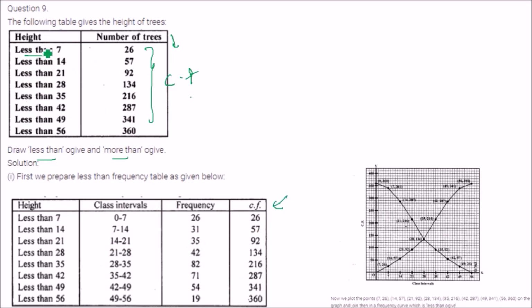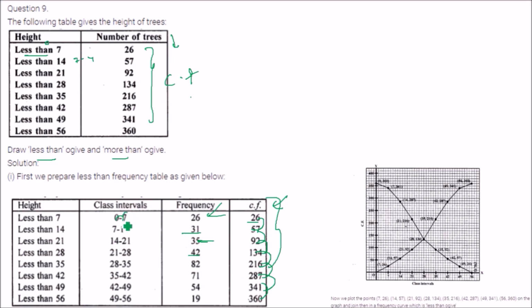So in order to find out the ranges, that is less than 7, that is 0 to 7, less than 14, that is 7 to 14, we'll take the difference. From 0 to 7, it will be 26. 7 to 14, it will be 57 minus 26, that will come as 31. 14 to 21, 92 minus 57, that is 35. 21 to 28, 134 minus 92. Then 28 to 35, 216 minus 134, and 35 to 42, 287 minus 216, then 42 to 49, 341 minus 287, and 49 to 56, 360 minus 341. So we have found out the frequencies from the cumulative frequencies which are given in the question.